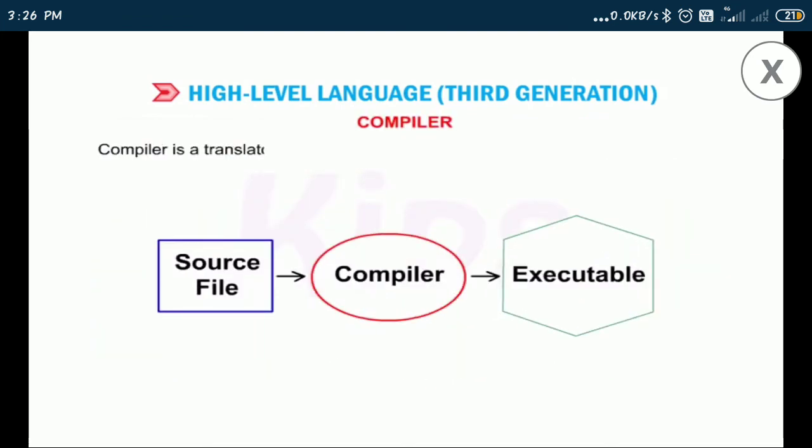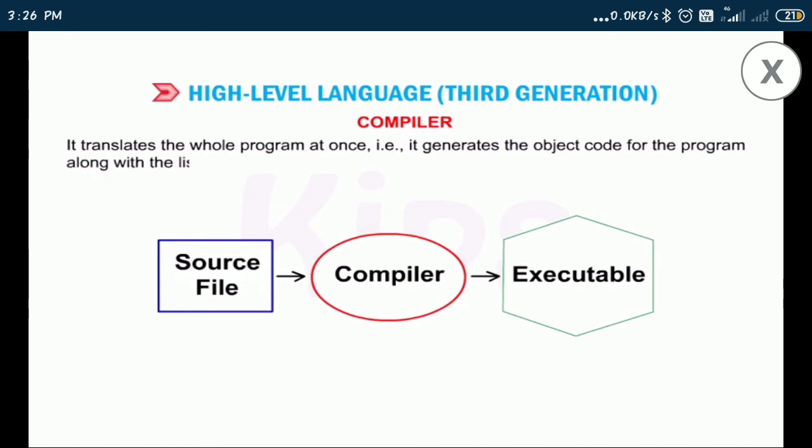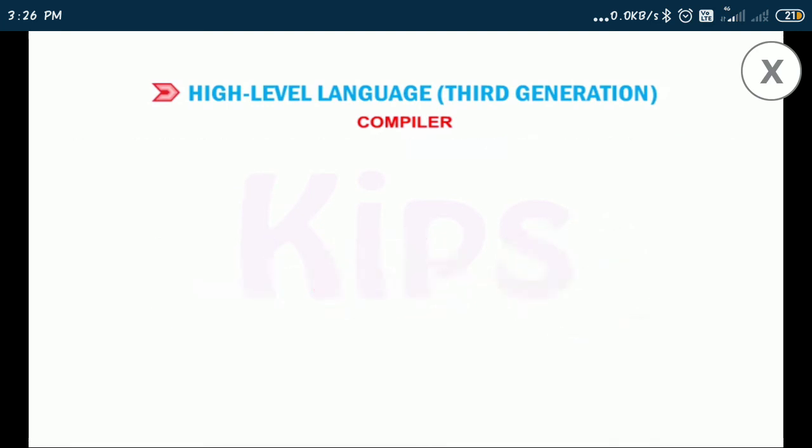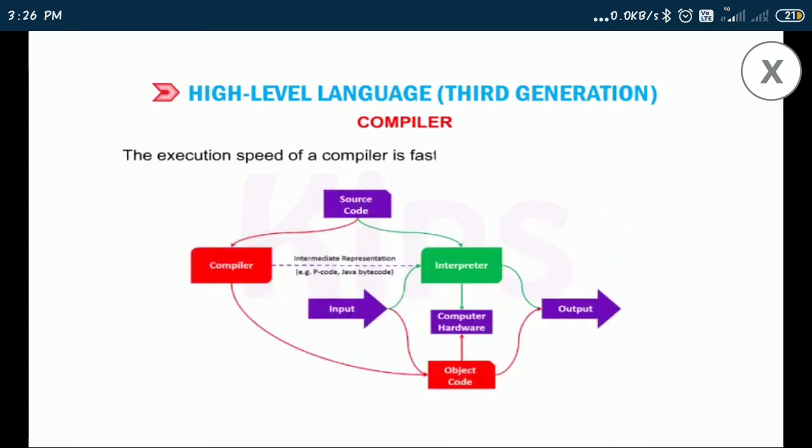Compiler is a translator program used to convert a high-level language program into a machine language. It translates the whole program at once. That is, it generates the object code for the program along with the list of errors. The execution speed of a compiler is faster as compared to an interpreter.